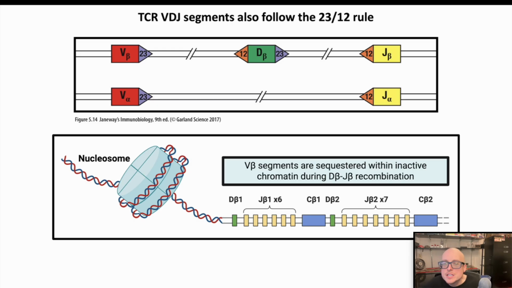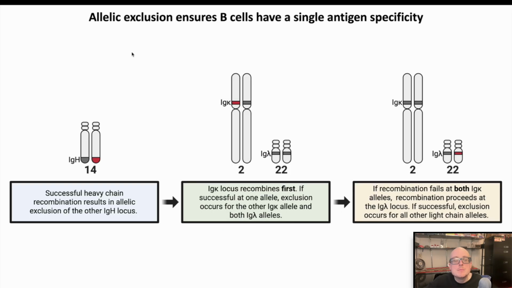So theoretically, we could perform somatic recombination on both chromosomes and therefore theoretically come up with two unique heavy chains, two unique light chains, two unique beta chains, two unique alpha chains, depending on the cell type that we're in. But that is not what occurs in practice most of the time. And so let's just talk about what regulates that. And that is a concept that we refer to as allelic exclusion.